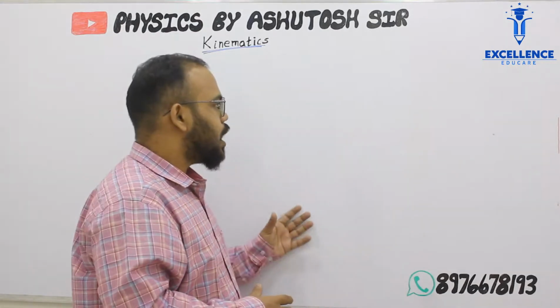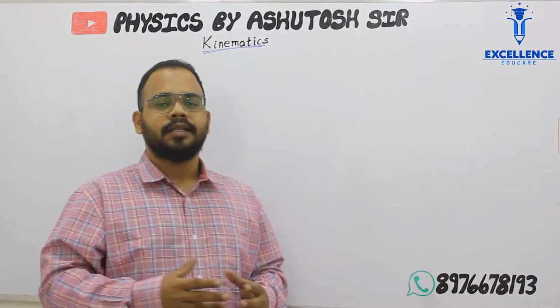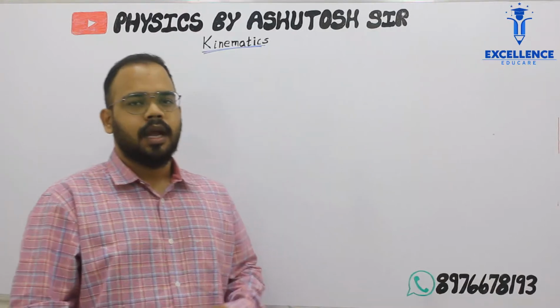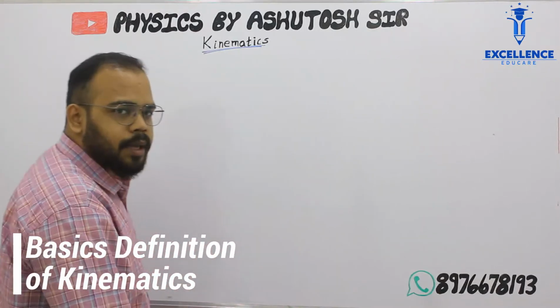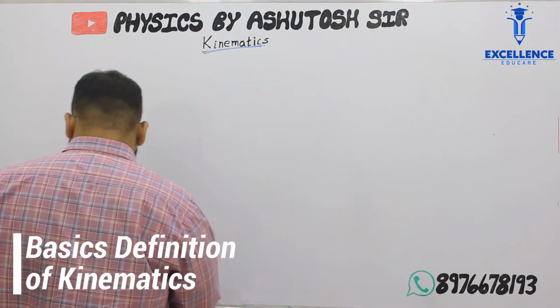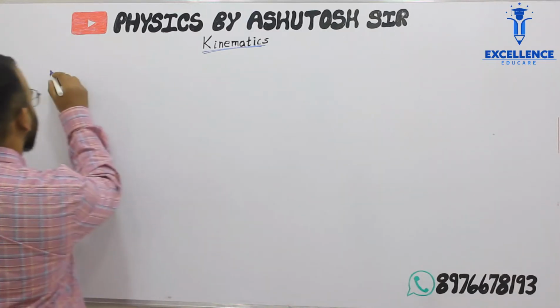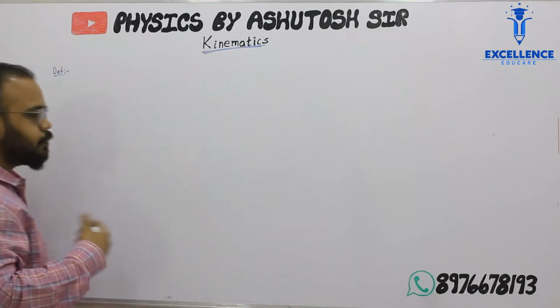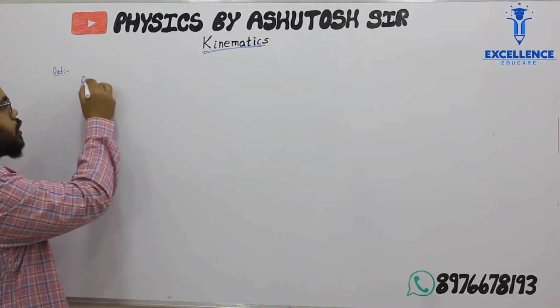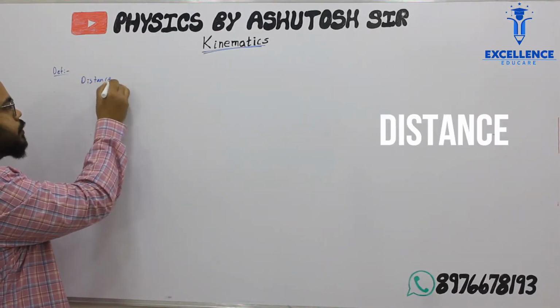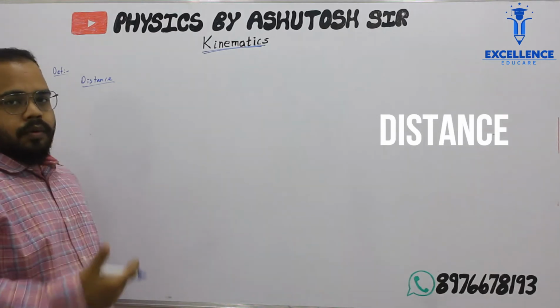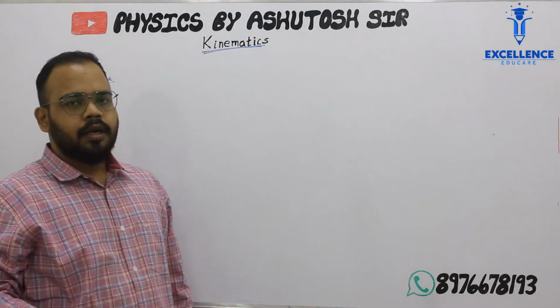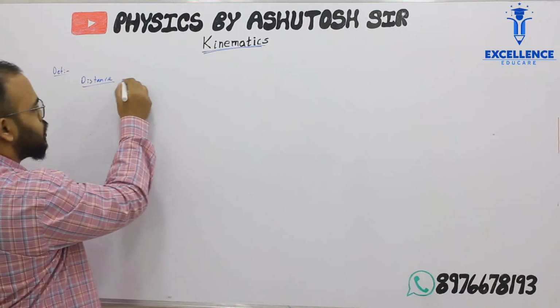While starting, we'll start from very basic things like basic definitions in kinematics. So let's start with the basic definitions. First, can you define what is distance? What is distance? In simple terms, I can say distance is path length.